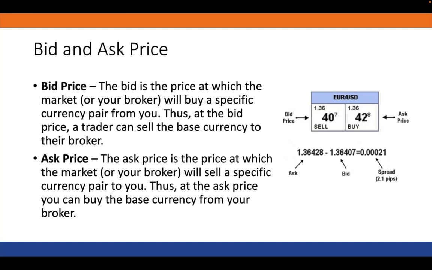Okay, so bid price, from the presentation, it says the bid is the price at which the market or your broker will buy a specific currency from you. So it's more like the bid price is the price that has been set for you to sell a particular currency to a broker. And then the ask price is the price at which you go to the broker to buy a currency pair from them. I hope you understand. So let me explain that. If you understand, then we can carry on.